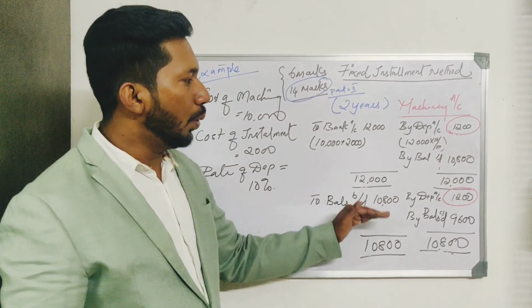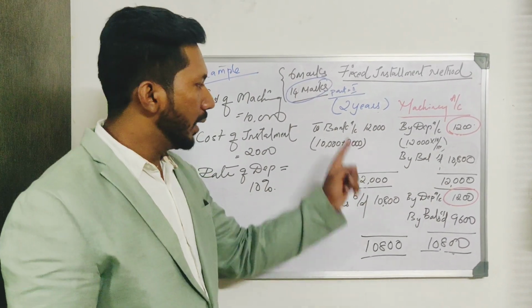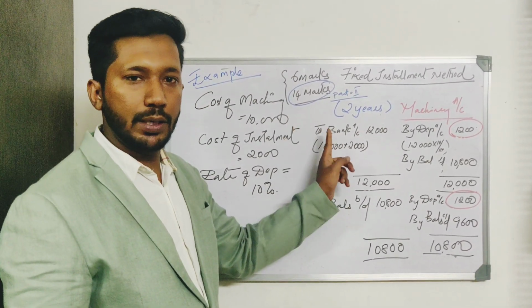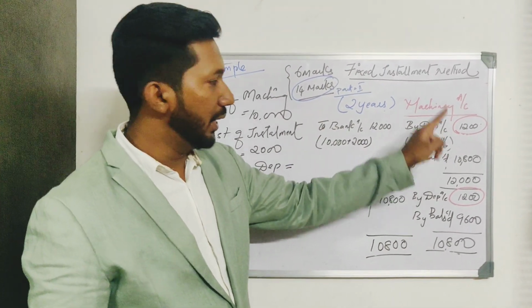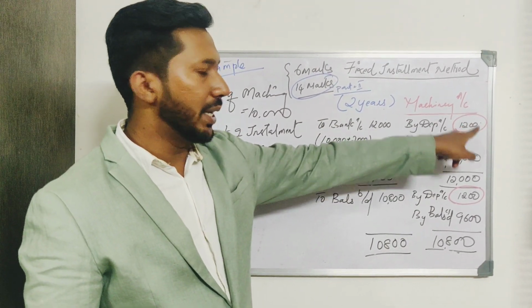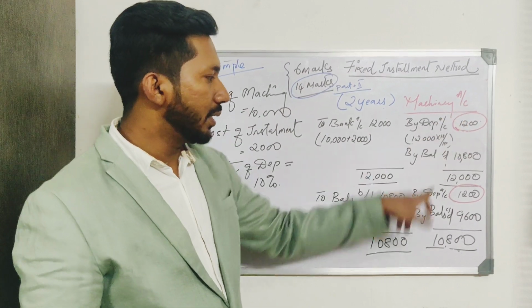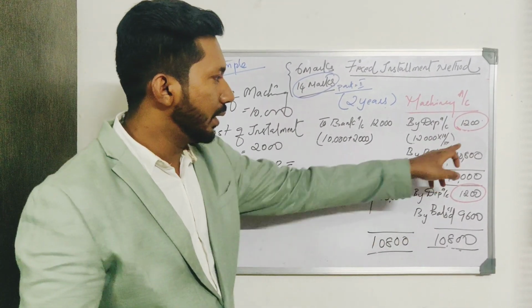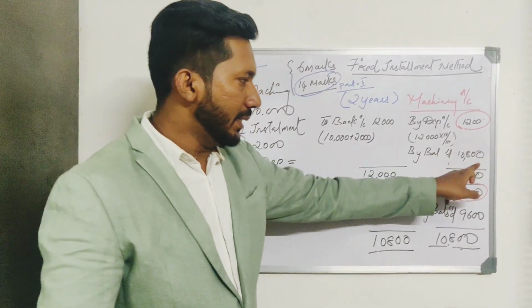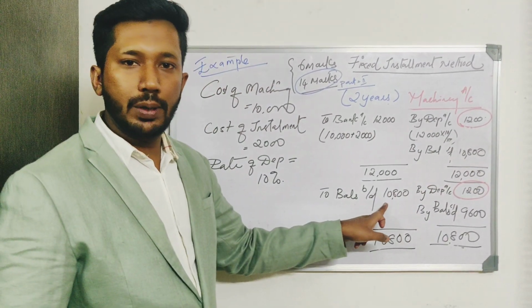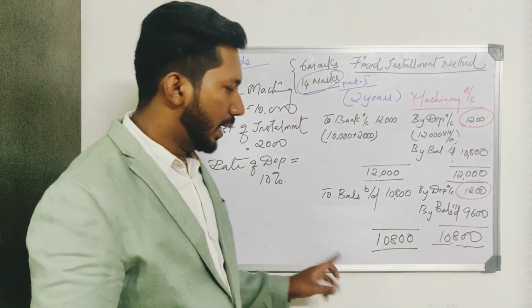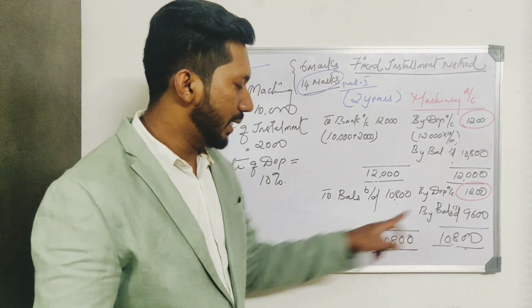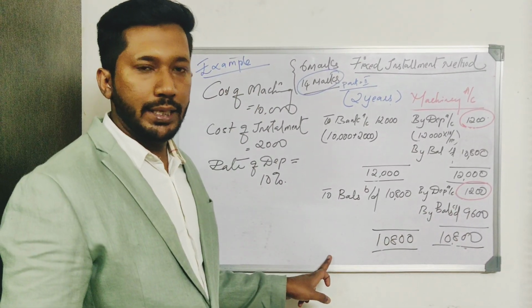So this is how we prepare a machinery account. Just you need to write the cost of asset, that is bank or cash account, then you will give depreciation, and depreciation remains the same, and that will be carried forward to the next year, and we will find out the balance, and that balance will be brought down next year, and again the same thing you will execute and you will find out what is the balance carried down, that will be brought down again here.